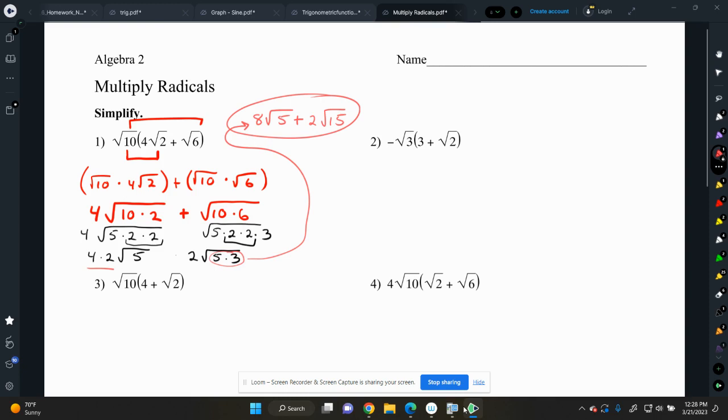Okay, so let's look at the next one. Anytime we have a negative number in there, it just seems like it makes it more complicated, right? We just have to be really careful, okay? So we're going to do the same thing again. We're going to distribute. So I have negative root 3 times 3.